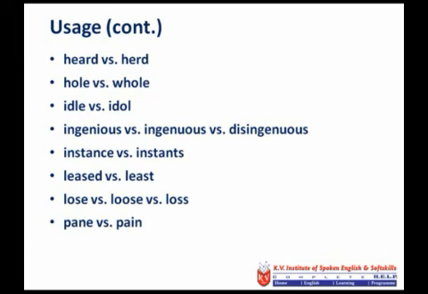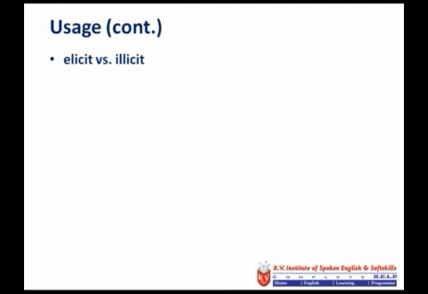Pane versus pain. A pane is a flat section or a division. Pain is a physical suffering. Pare versus pair. Pare means to cut off. A pair is two similar or identical things. Elicit versus illicit. Elicit means to draw or bring out. Illicit means not legally permitted or authorized.